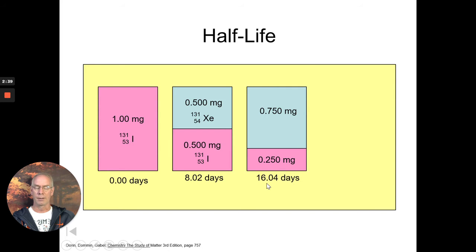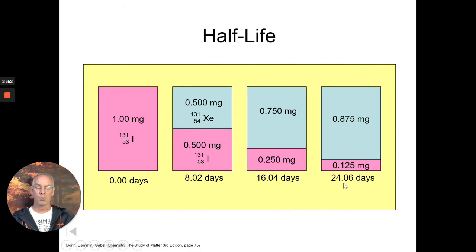Now here's an important one. The next data point is not 32.08 days. Each time, notice I add 8 days. So if I add 8 more days, at 24 days is the third half-life. And this drops down to 0.125 milligrams.